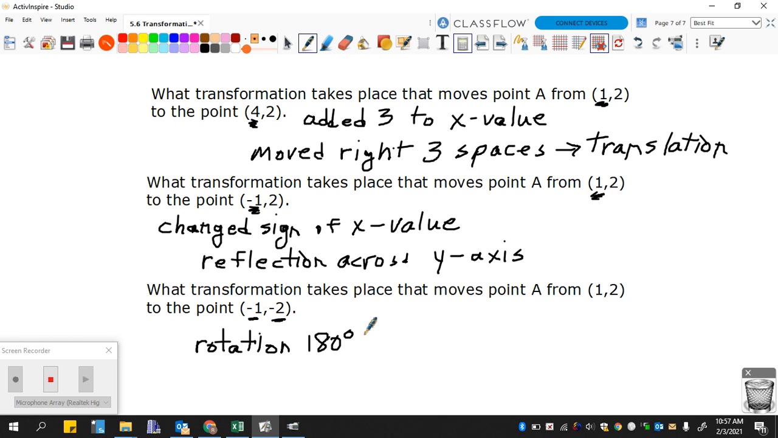All right, so that's it for this particular lesson. Make sure that you've copied down all of those notes, especially the little boxes that tell you how the transformation impacts the points on a coordinate plane.